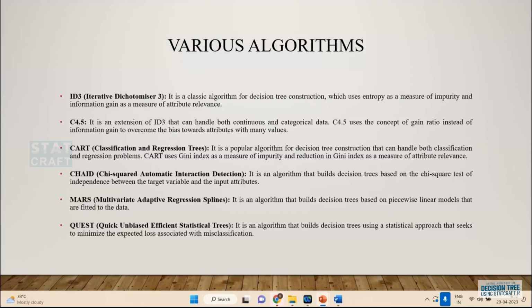Then comes the CHAID, that is, chi-square automatic interaction detection. It is an algorithm that builds a decision tree based on the chi-square test, right? So we are having newer and newer types of algorithms. Today we are going to discuss the second and third one. Let's proceed further.